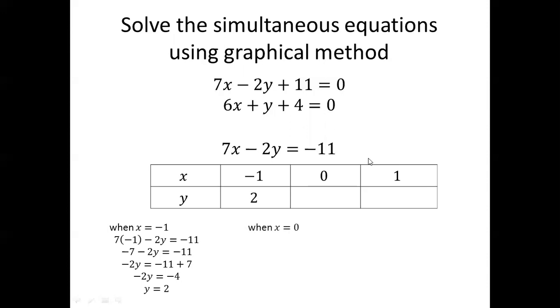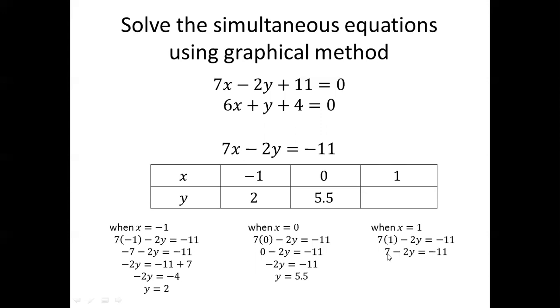Next, when x is equal to 0, notice that the first term becomes 0. And then at this point, we divide each side of the equation by negative 2, giving us y is equal to positive 5.5. And then when x is equal to positive 1, the first term becomes positive 7. Transpose that to the other side, making it negative. And then here, dividing each side of the equation by negative 2, we have y is equal to positive 9.